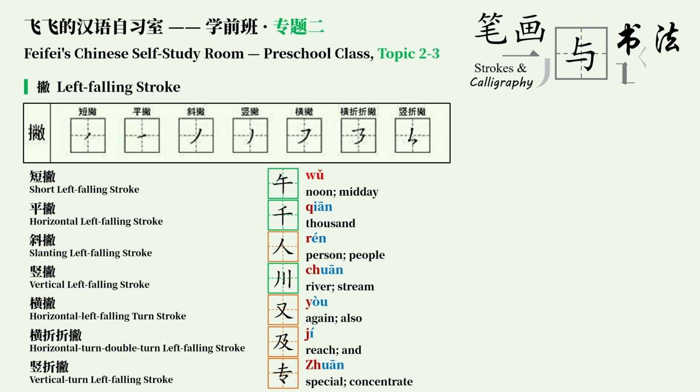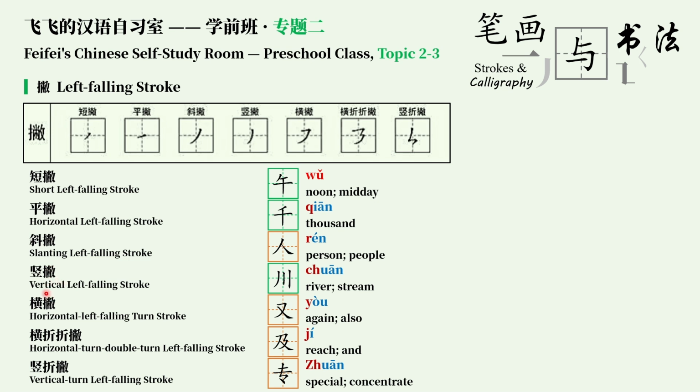When writing, start with a slight press. Then glide the brush diagonally downward to the left, gradually lightening the pressure to form a sharp end. Example character 人, meaning person, people. The last stroke of this character is 捺, right fallen stroke, which we will learn in the next lesson.